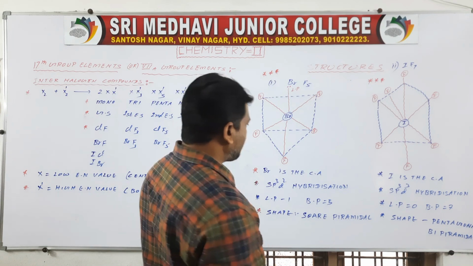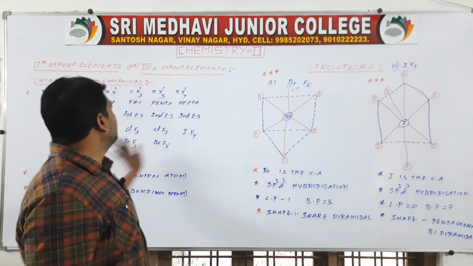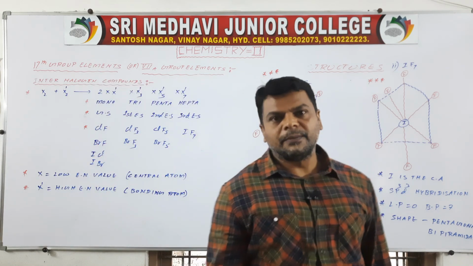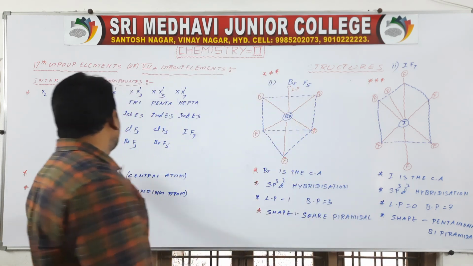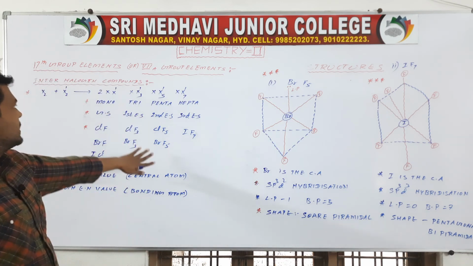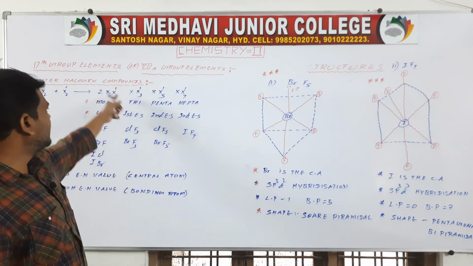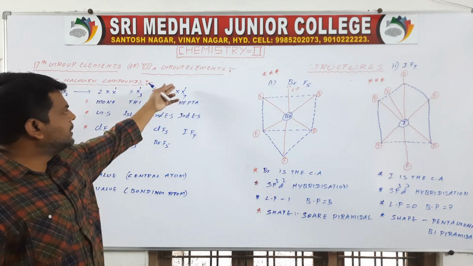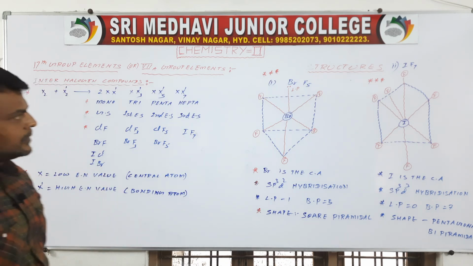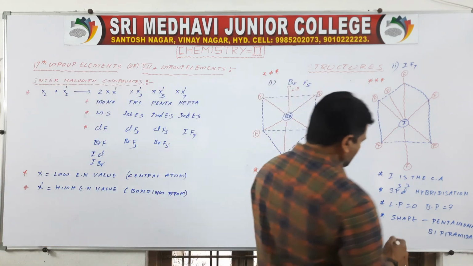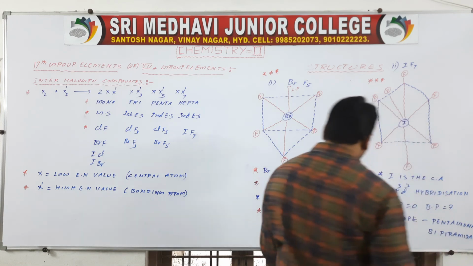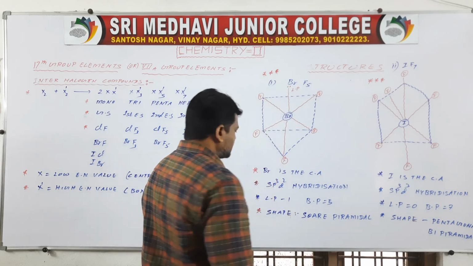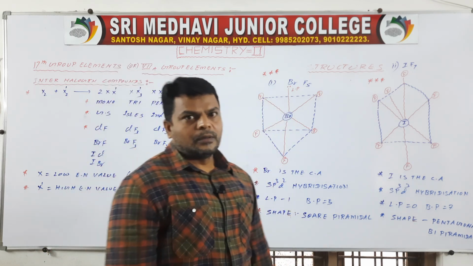Four marks. This is briefly the introduction of 7th A group elements: mono, tri, penta and hepta interhalogen compounds, and the shapes of the molecules. This is briefly today's class.